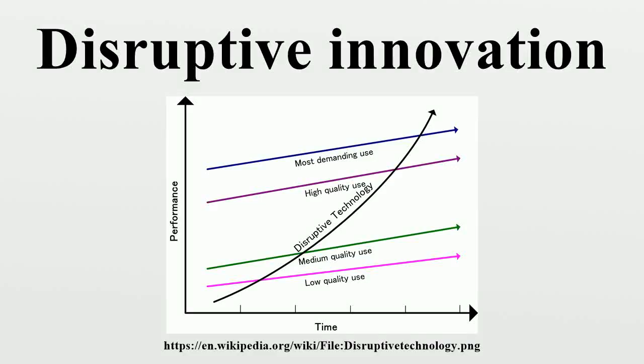A disruptive innovation is an innovation that creates a new market and value network and eventually disrupts an existing market and value network, displacing established market leaders and alliances. The term was defined and the phenomenon analyzed by Clayton M. Christensen beginning in 1995. More recent sources also include significant societal impact as an aspect of disruptive innovation.